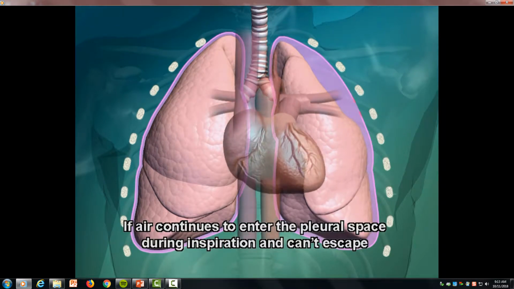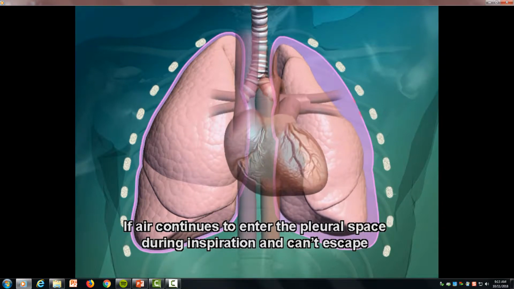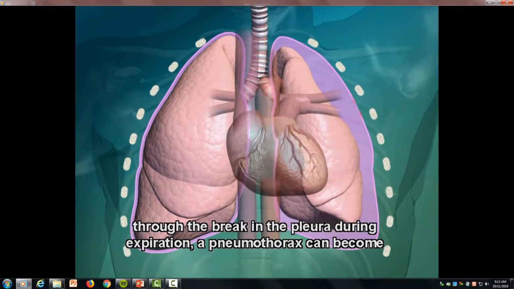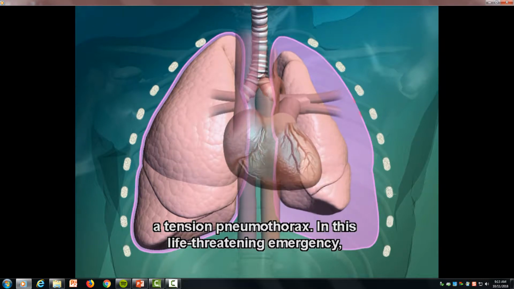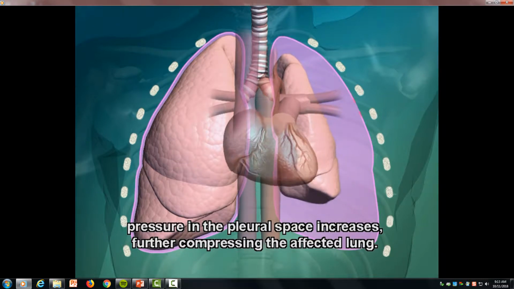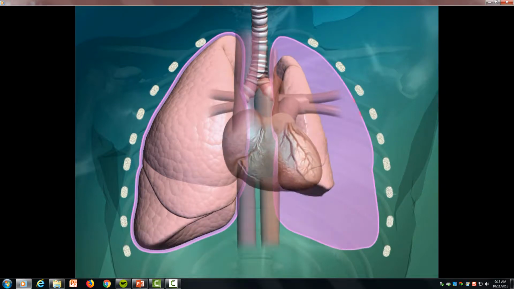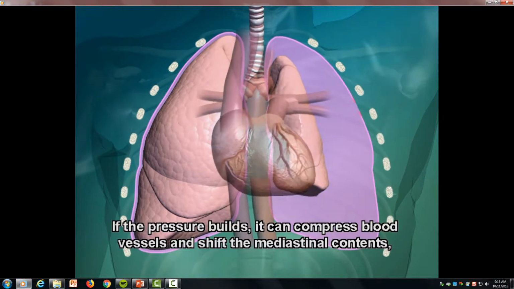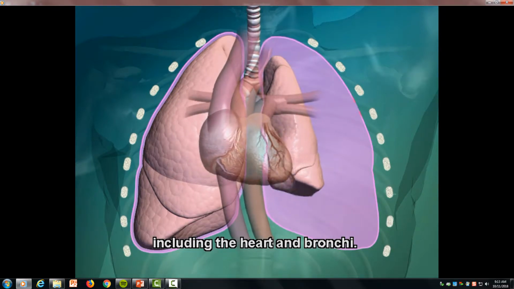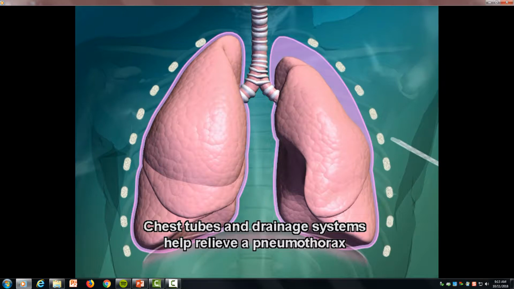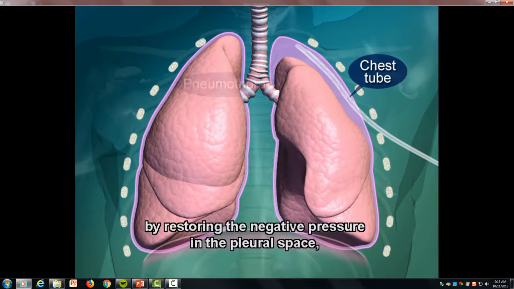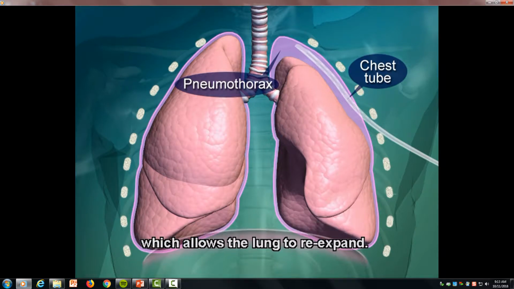If air continues to enter the pleural space during inspiration and can't escape through the break in the pleura during expiration, a pneumothorax can become a tension pneumothorax. In this life-threatening emergency, pressure in the pleural space increases, further compressing the affected lung. If the pressure builds, it can compress blood vessels and shift the mediastinal contents, including the heart and bronchi. Without treatment, tension pneumothorax can lead to cardiac arrest. Chest tubes and drainage systems help relieve a pneumothorax by restoring the negative pressure in the pleural space, which allows the lung to re-expand.